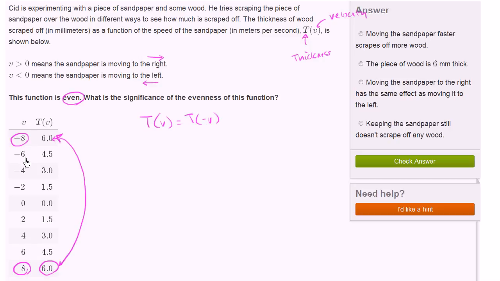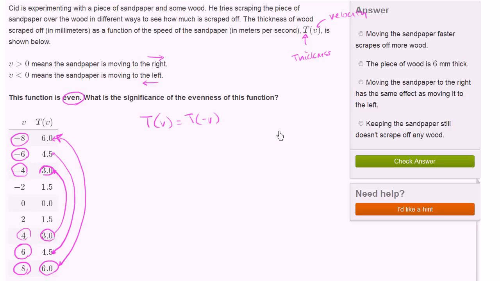If we go at 6 meters per second to the left, we're going to get just as much scraped off as if we go 6 meters per second to the right. So these two are going to be the same. And we could do it for 4 meters per second and -4. What it's really telling us is it doesn't matter if we go to the left or the right. What really matters is the magnitude of the velocity, or the absolute value of it. Whether we're going to the left or the right, for a given magnitude of velocity, we are going to get the same amount scraped off.